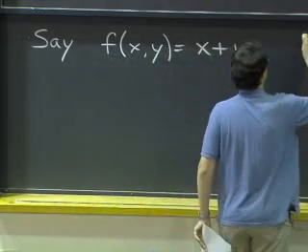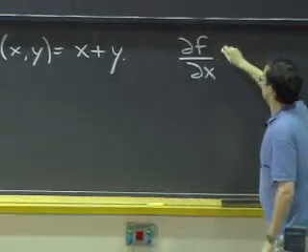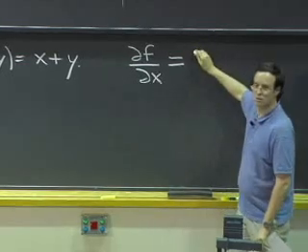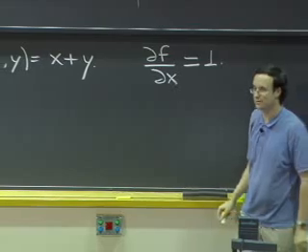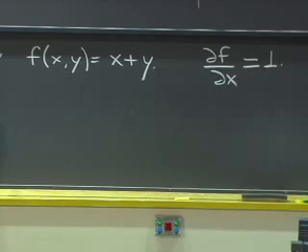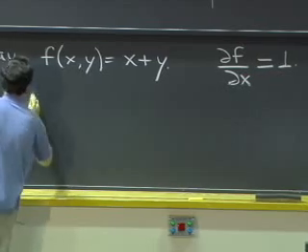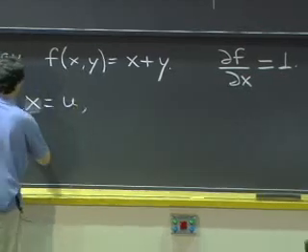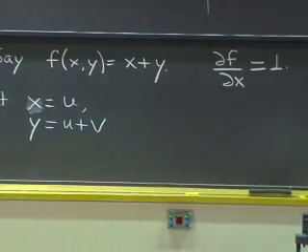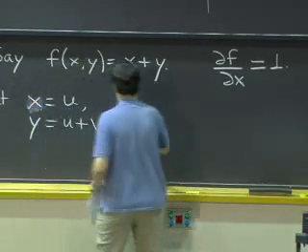And then I can write partial f over partial x. And I think you all know how to compute it. It's going to be just 1. Okay, so far we're pretty happy. Now, let's do a change of variables. Let's set x equals u and y equals u plus v. Okay, it's not a very complicated change of variables, but let's do it.